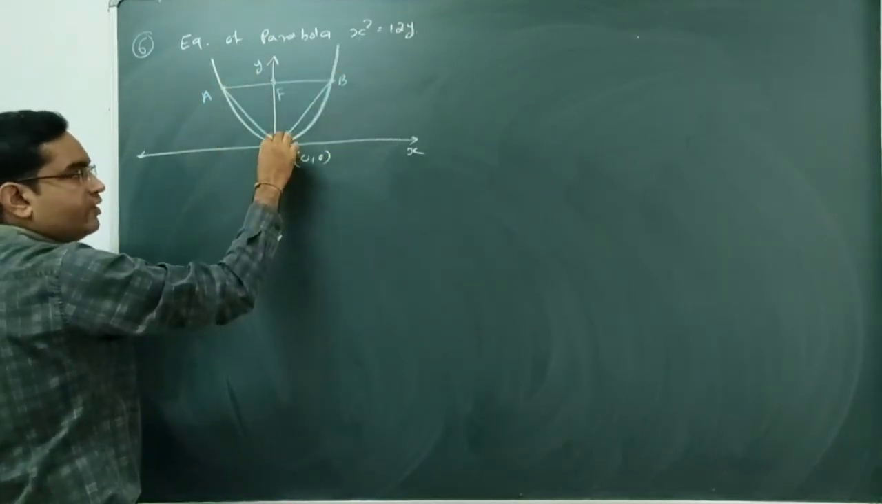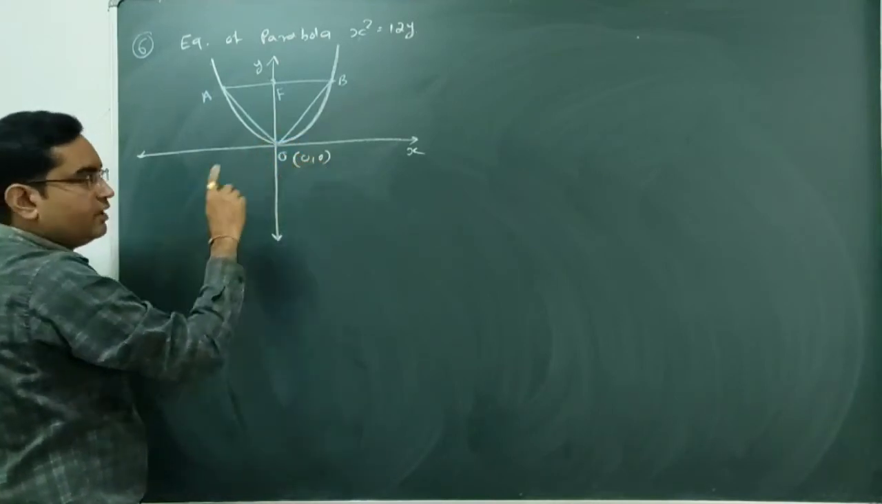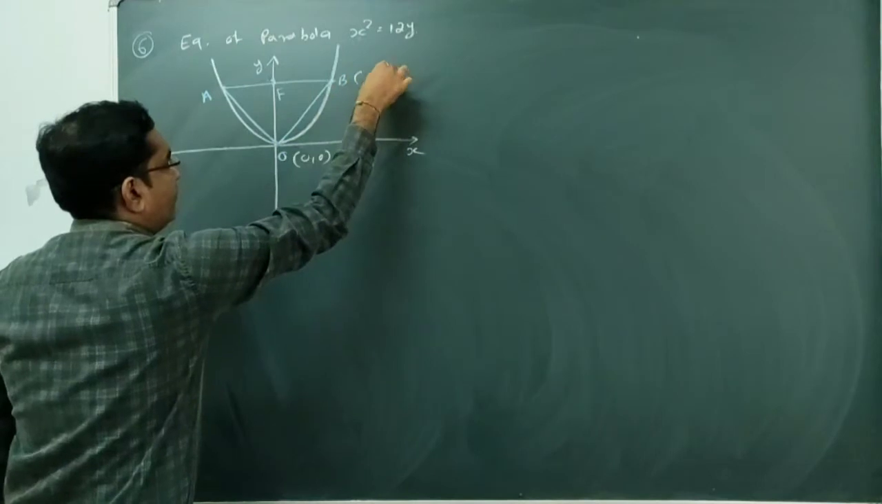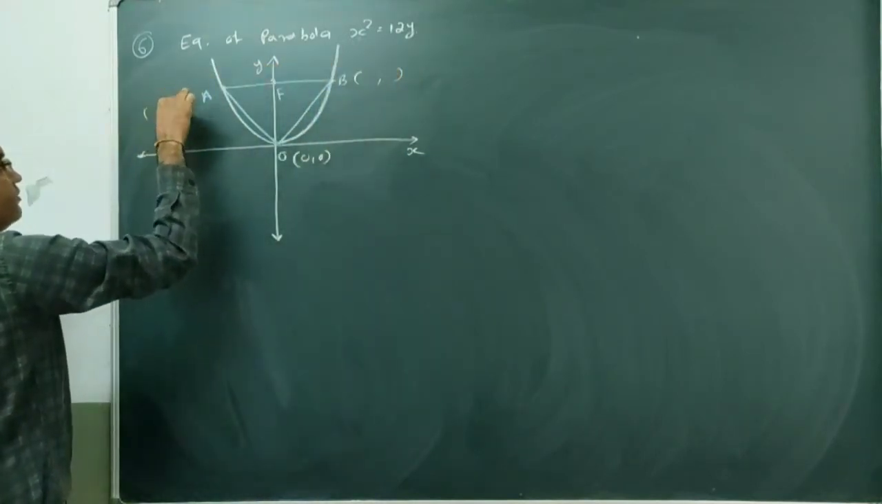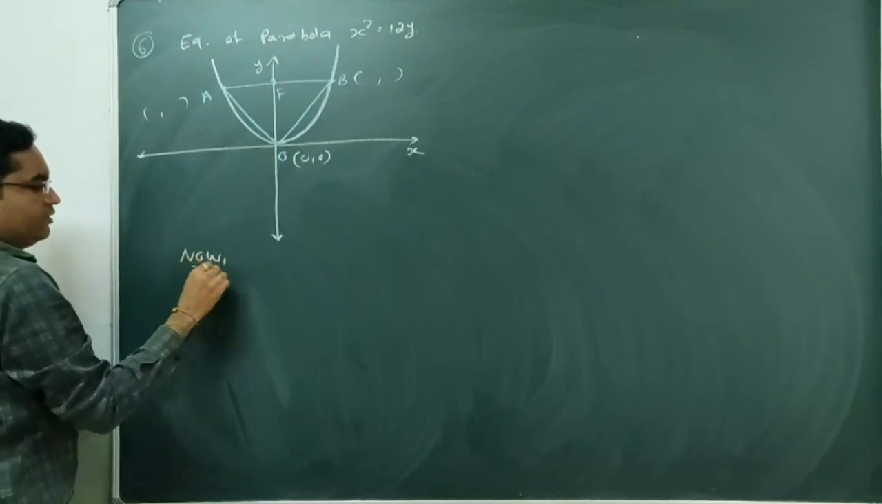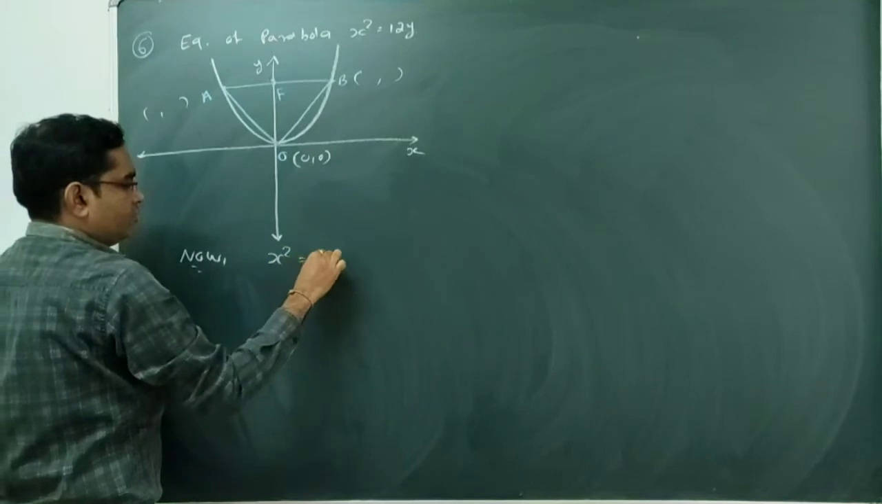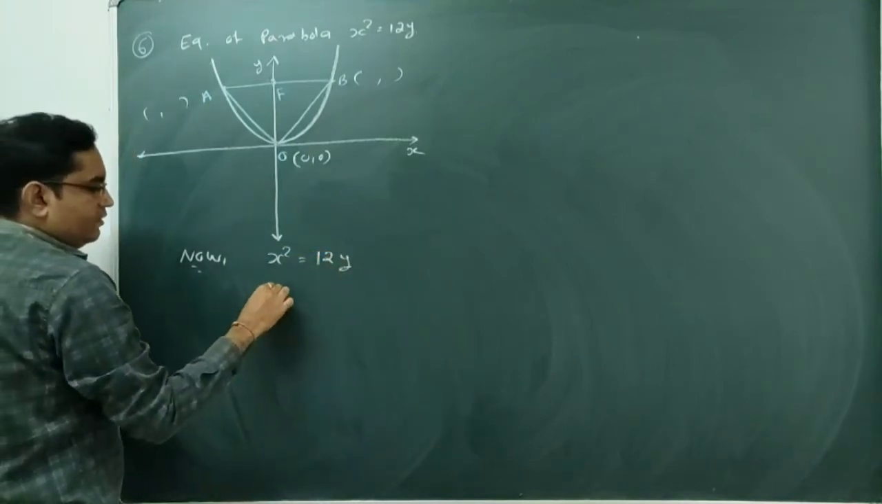So this is the vertex of the parabola, which lies on the origin. So this is (0, 0). Now we'll try to find the coordinates of this point A as well as point B, and for that we are using the equation of the parabola. The given equation of the parabola is x square equal to 12y.